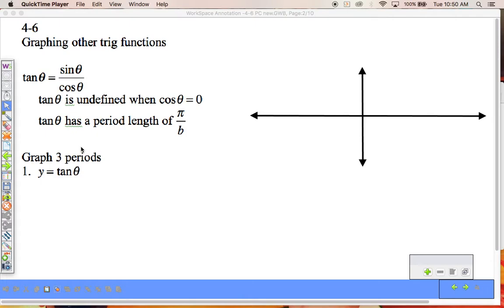So the homework that was due for this section, hopefully we understood it, and it's going to make a big, big difference when you graph a secant and cosecant.